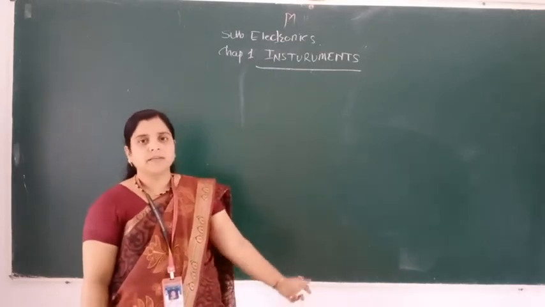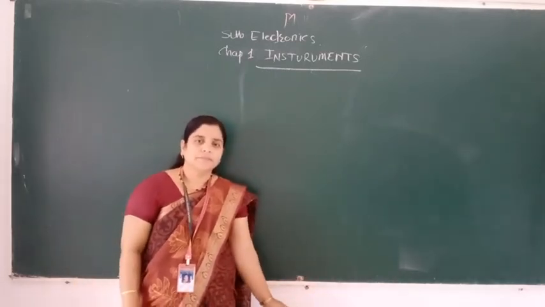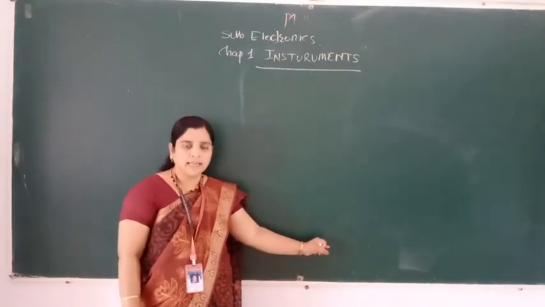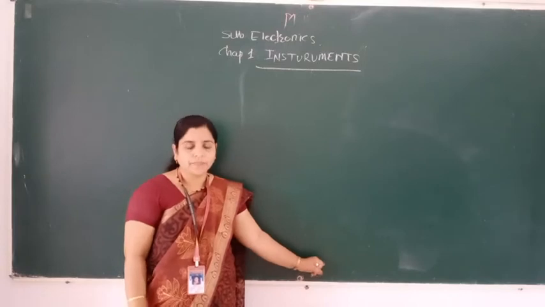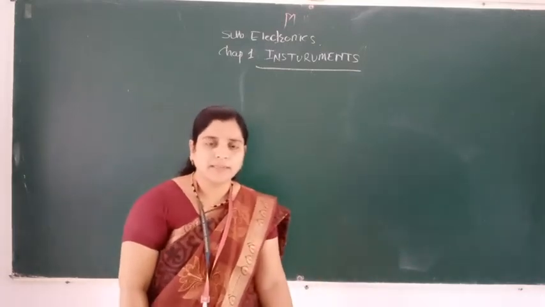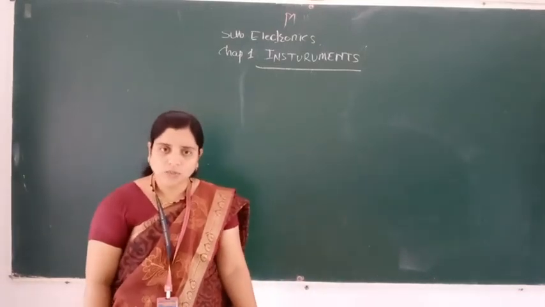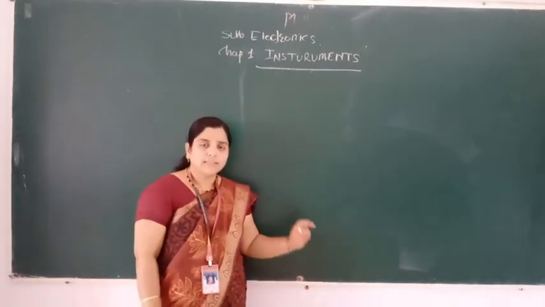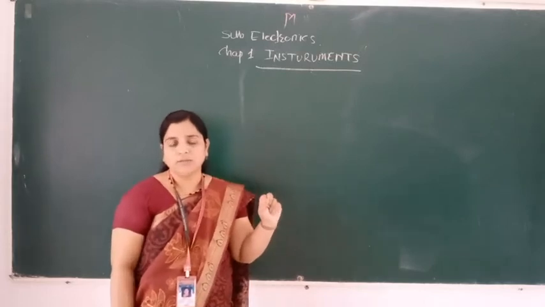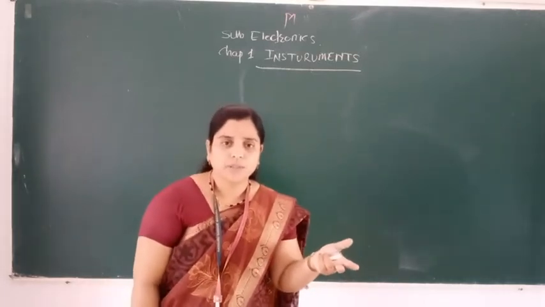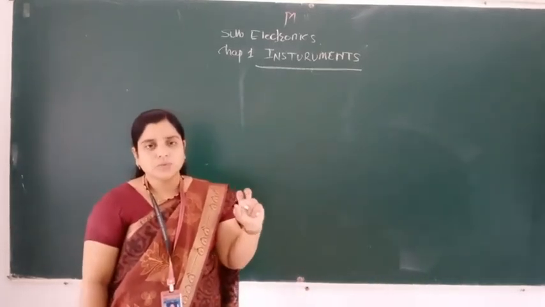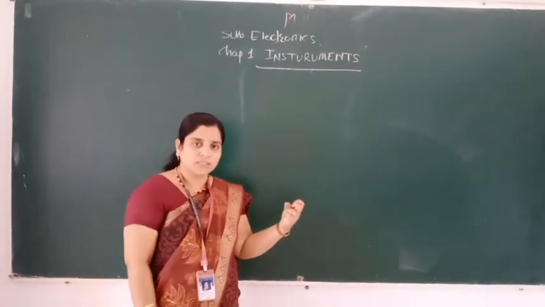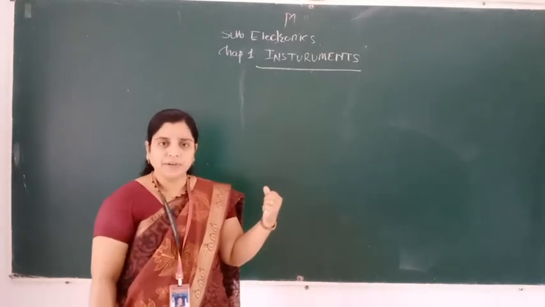Instruments. In that, we have seen CRT, that is cathode ray tube. Next is CRO, that is cathode ray oscilloscope. Front panel of CRO. What is there in the front panel of CRO? There are a number of switches, and each switch has its different function. What function each switch does, we have seen in the previous lecture.